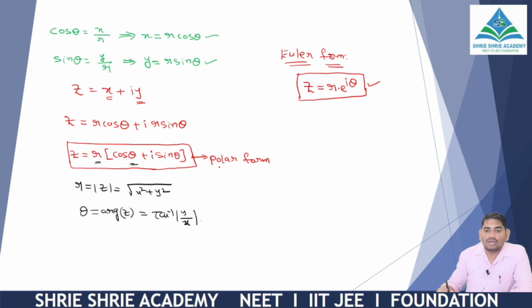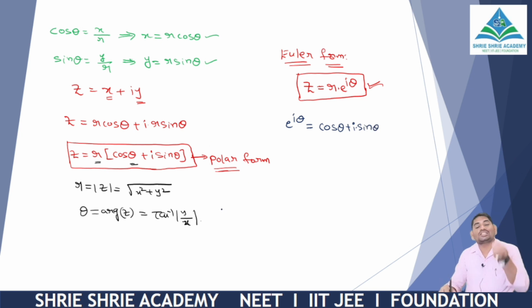Students can observe here, this is the polar form and this is the Euler form. So what is the polar form? z is equal to r into cos theta plus iota sin theta. And what is the Euler form? z is equal to r into e power i theta. If we compare these two complex numbers, in the place of e power i theta, we can also write cos theta plus iota sin theta.